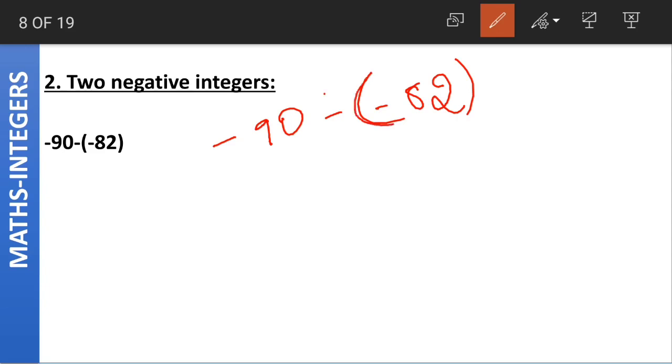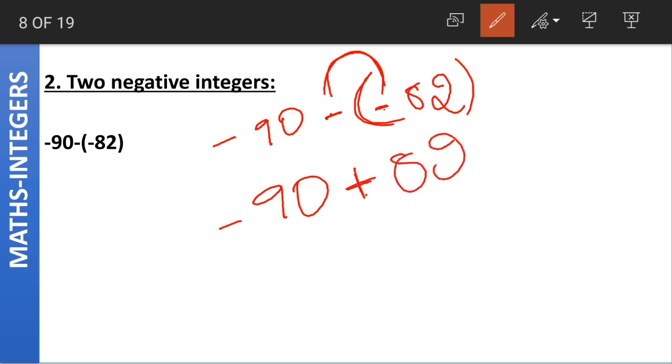Here we are having a bracket, which means that we have to multiply the signs. First write minus 90. Now what is minus into minus? Minus into minus is equal to plus. Both the signs are same, so the answer is plus. When both same signs are multiplied, the answer will be plus. Then we write the integer 82.